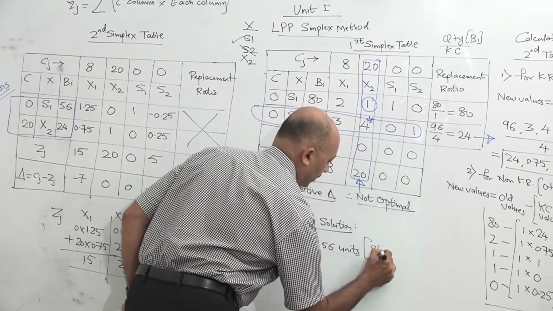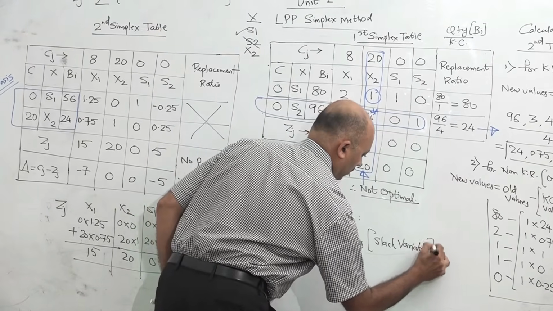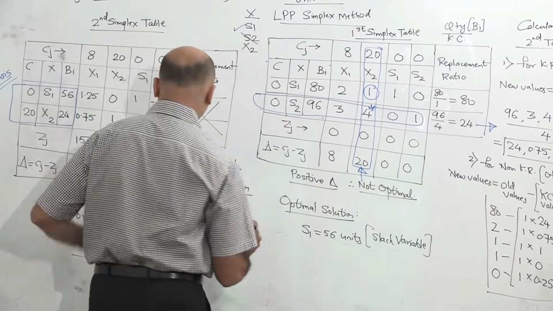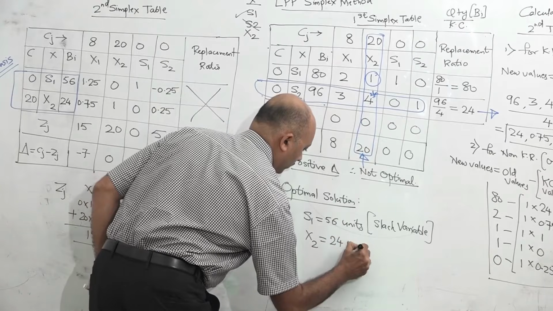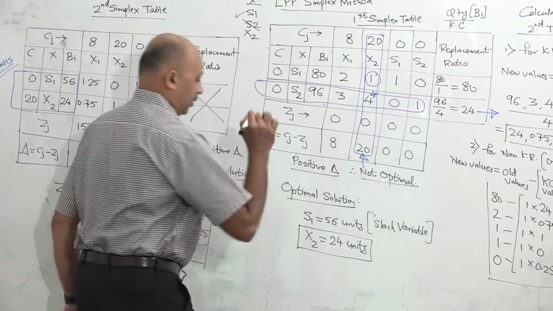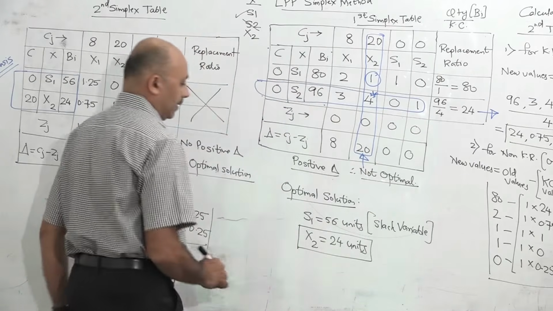S1 is a slack variable, means unutilized capacity of resource, and X2 is equal to 24 units. So this is the main answer, because S1 is a slack variable and this is the real variable.